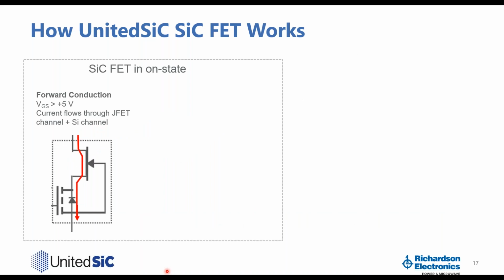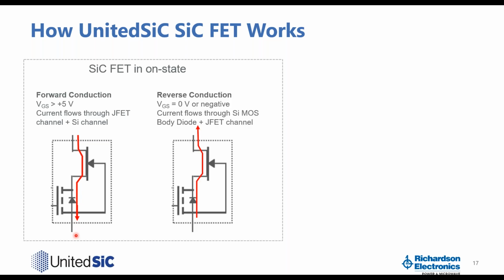So how does this UnitedSiC silicon carbide FET work? In the on state, during forward conduction, the current simply flows through the JFET channel, since the JFET is a normally on device, then through the silicon MOSFET channel. Here you apply a VGS of more than 5 volts to turn on the silicon MOSFET, so the current can flow through both chips, and the whole silicon carbide FET is on.